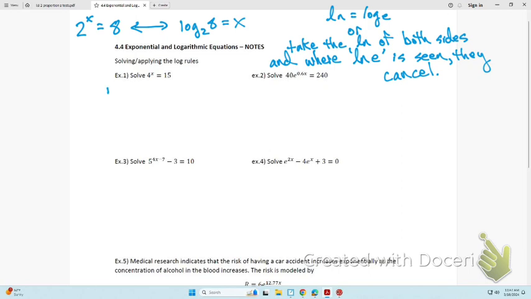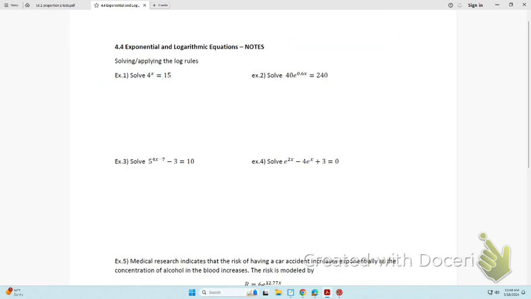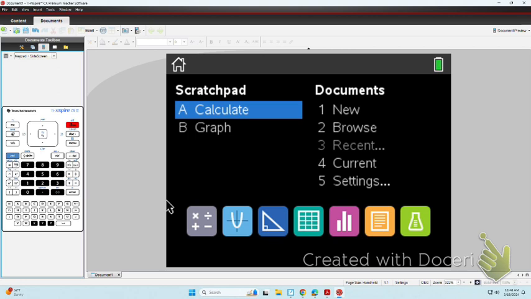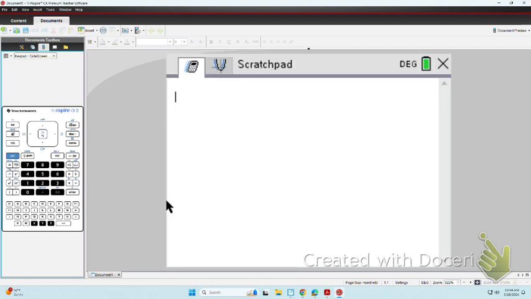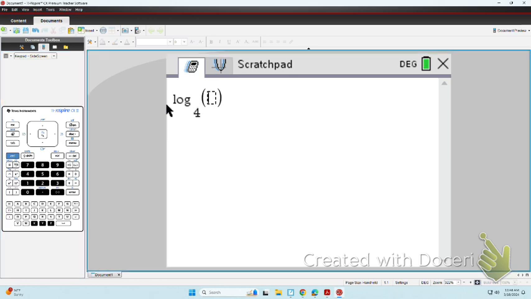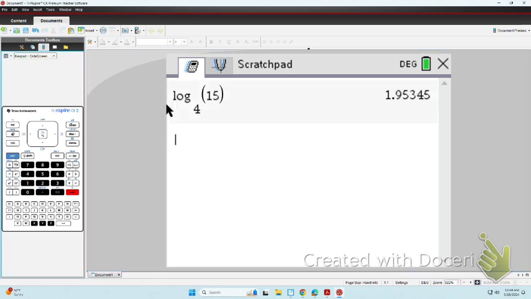Number 1, we're going to put in log form by saying log 4 of 15 equals x. And don't forget, log 4 of 15 is just a number. It's an ugly number, but you just type it into the calculator. So for example, if you need to see it, we go log 4 of 15, and you got it, 1.95.